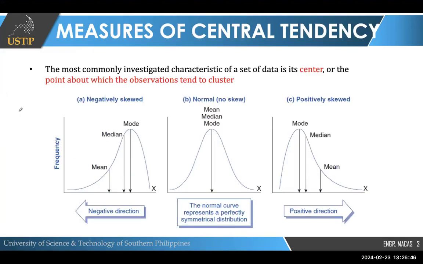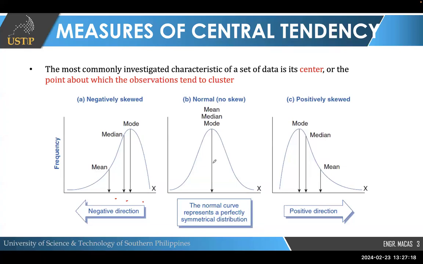Okay, so the most commonly investigated characteristic of a set of data, class, is its center, or the point about which the observations tend to cluster. So if you graph our data, for example, on our x-axis, these are the observations, the different observations, and on the y-axis, this is the frequency. So we see the normal curve, this middle one is normal. This represents a perfectly symmetrical distribution. So it depends on the values of mean, median, and mode.